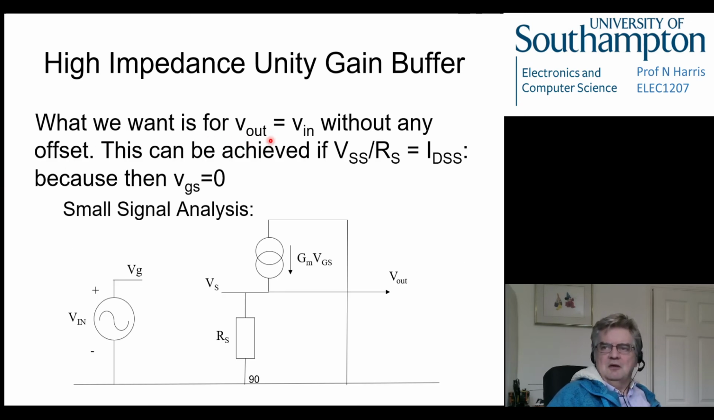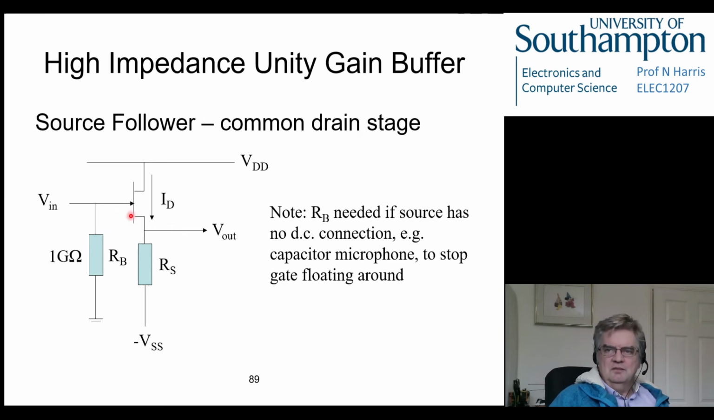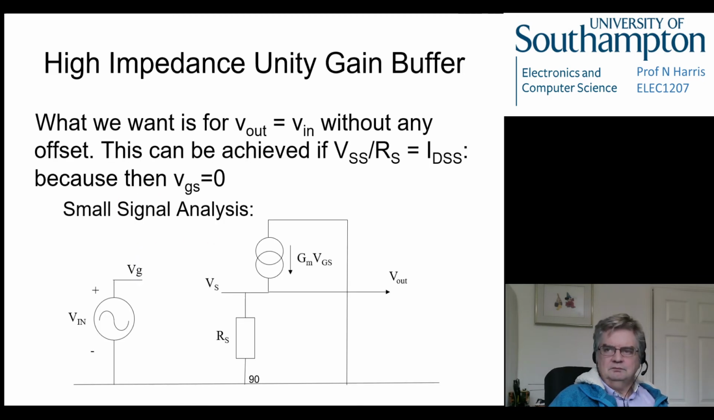So what we want is for V out to equal V in without any offset, and we can achieve this if VSS over RS equals IDSS, because then VGS equals 0. You can probably see it easier from this. If VGS, which is the voltage across here, is 0, which we know we can get when ID equals IDSS, then V out must equal V in, and it's as simple as that. So that's what we're looking for. We're looking for V out equal to V in.